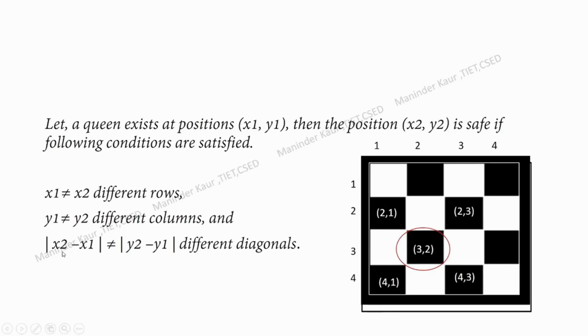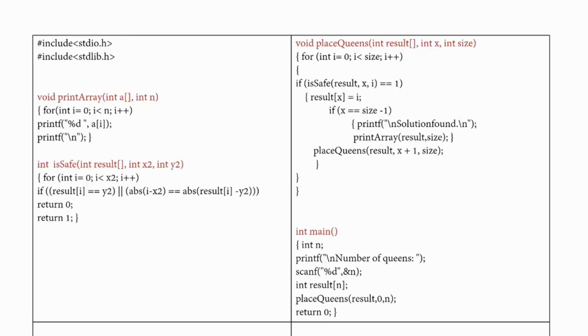also, diagonal positions also. That is how to find diagonal position: if the queen is somewhere here and a queen is here and a queen is here, the difference of these values x1 y1 will be equal to x2 y2 will be equal to x3 y3 and so on. So the absolute value of x2 minus x1 should not be equal to y2 minus y1 if you want that queens are not placed on the same diagonal.